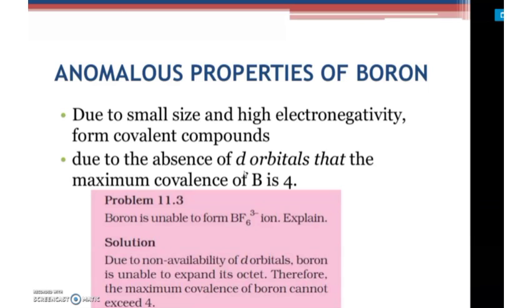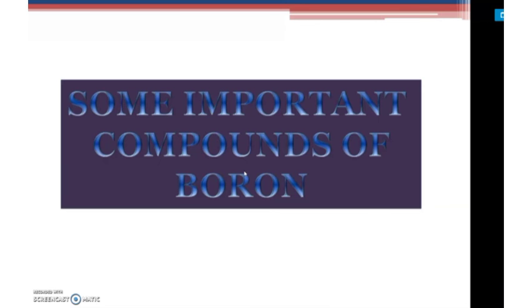And some other important compounds, this portion is deleted from the chapter. So you only have to study these important things about boron. What is the boron family? What are the members? What are the physical and chemical properties of the boron family? This is all about the chapter.